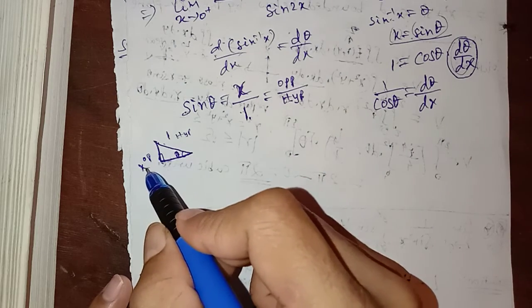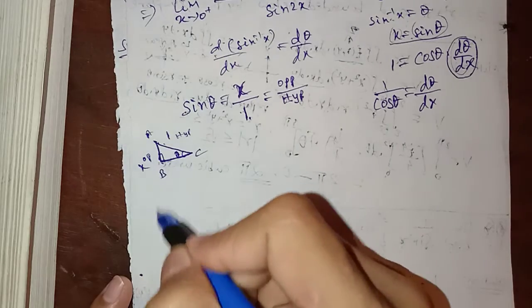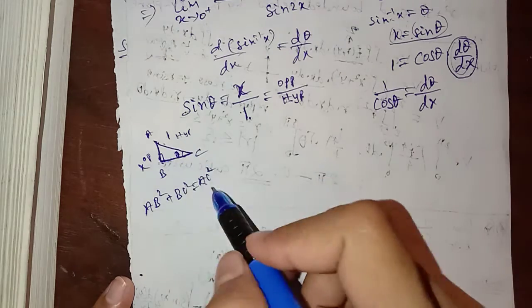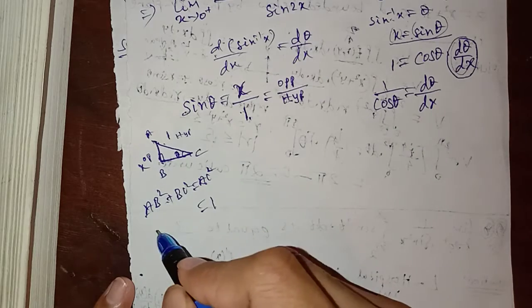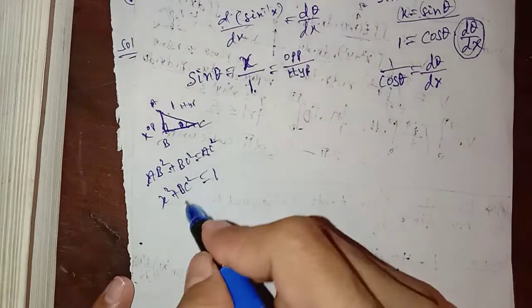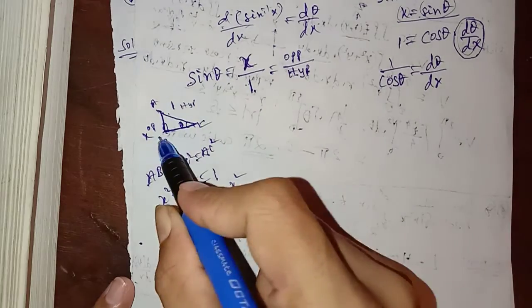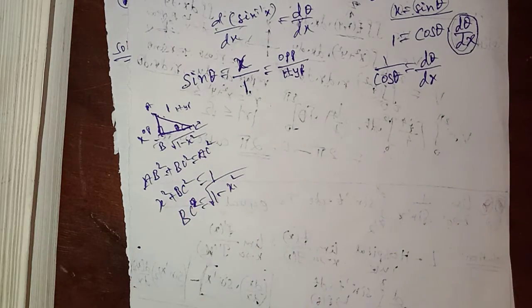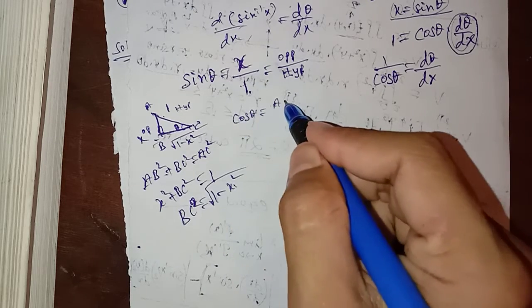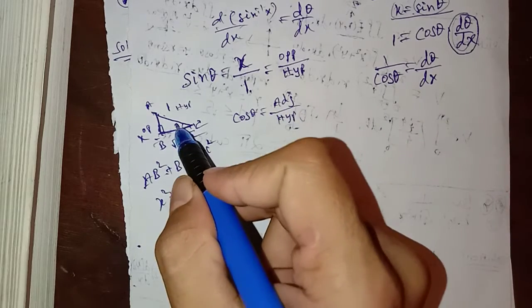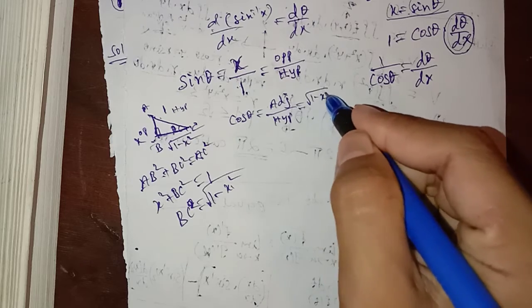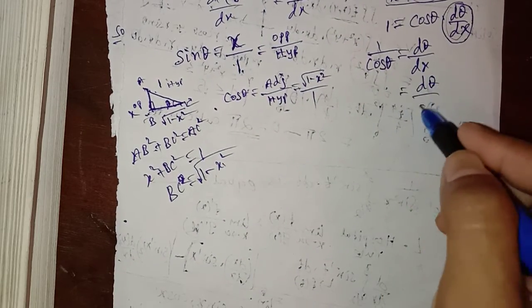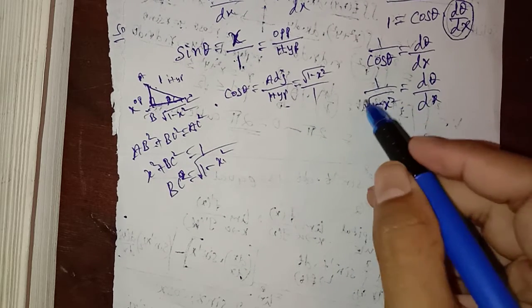According to Pythagoras theorem, if this is triangle ABC, then AB square plus BC square is equal to AC square. So according to this theorem, AC square means 1 square, that is 1. AB square means x square, plus BC square. What is BC square? 1 minus x square. So BC is root of 1 minus x square. Now what is cos theta? Cos theta means adjacent side divided by hypotenuse side. Adjacent side of theta is root of 1 minus x square, divided by hypotenuse 1. So cos theta is root of 1 minus x square, and d theta by dx means 1 divided by root of 1 minus x square.